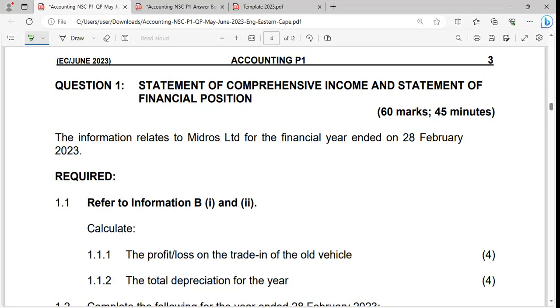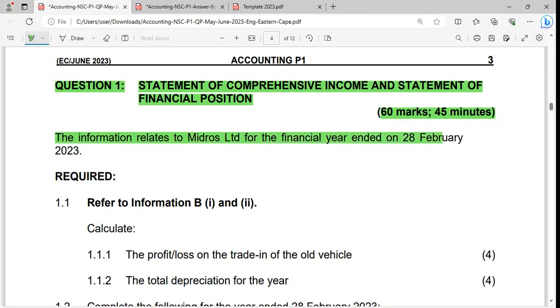So we will start by looking at question 1. So question 1 guys offers 60 marks and you are given 45 minutes to complete this question. And question 1 is based on the statement of comprehensive income and statement of financial position. So the information related to Mitros Limited for the financial year ended 28th Feb 2023.